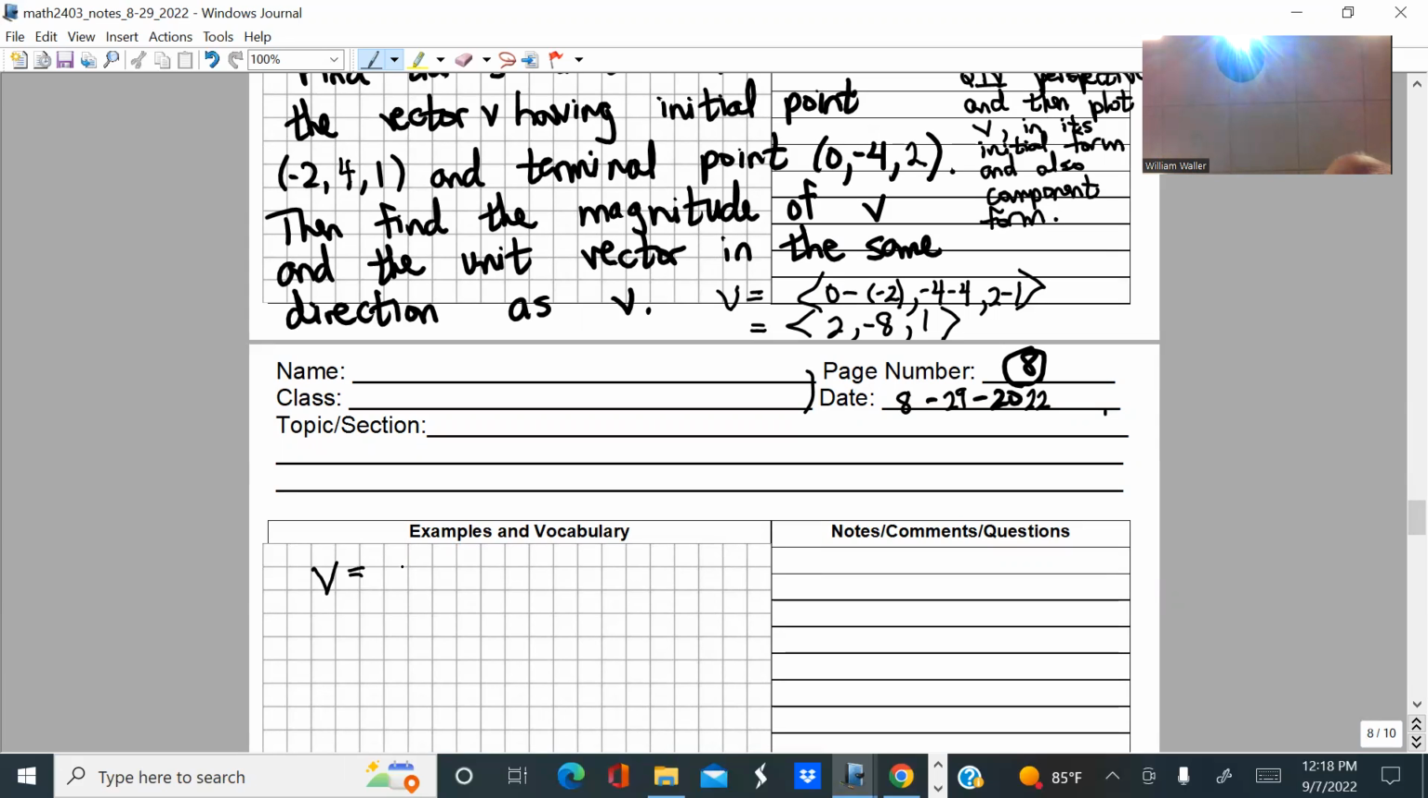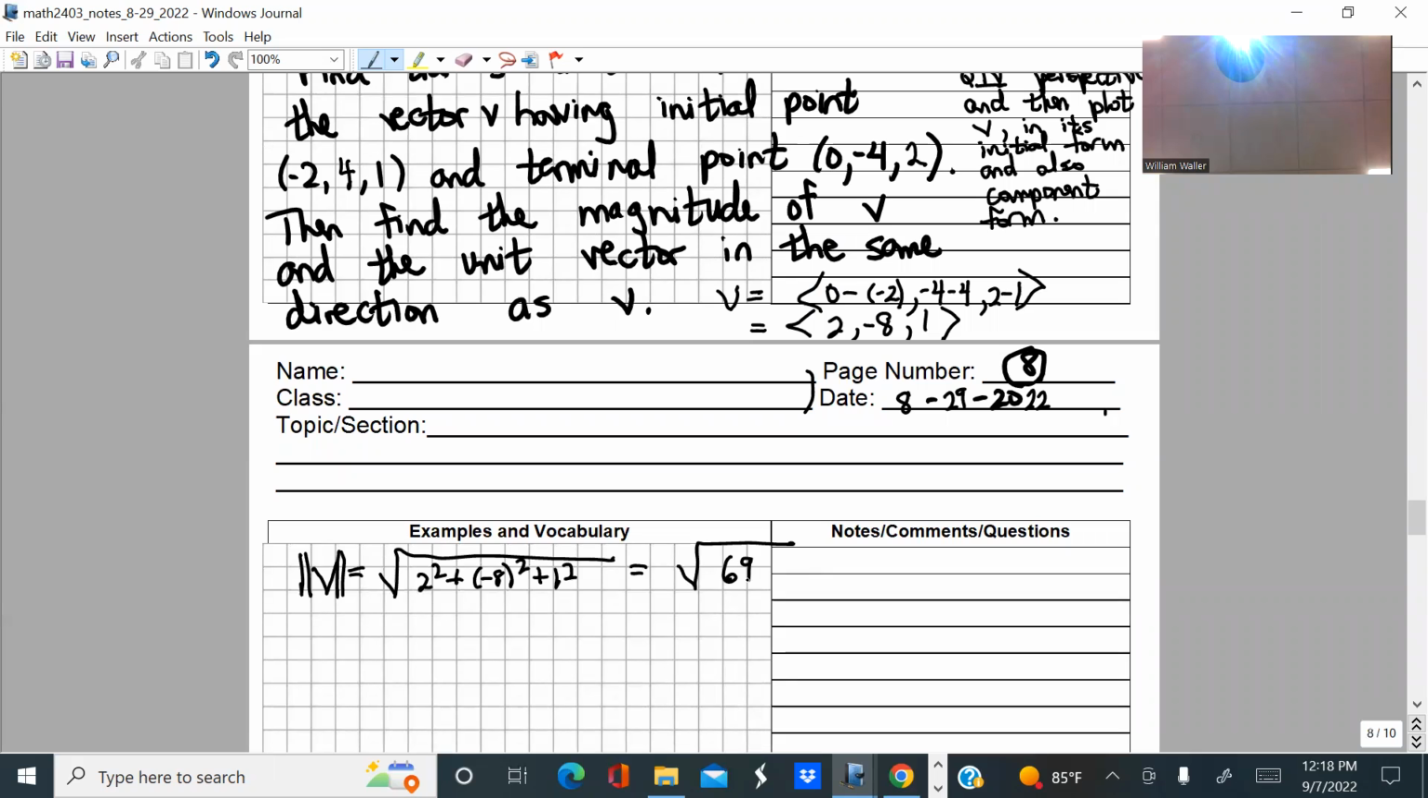So in component form, that's real easy, right? In component form, the magnitude of V is just the square root of the sum of the squares of the components. So you would have 2 squared plus the minus 8 squared plus the 1 squared, right? What does that work out to be? Square root of, is that 69? Am I computing right?